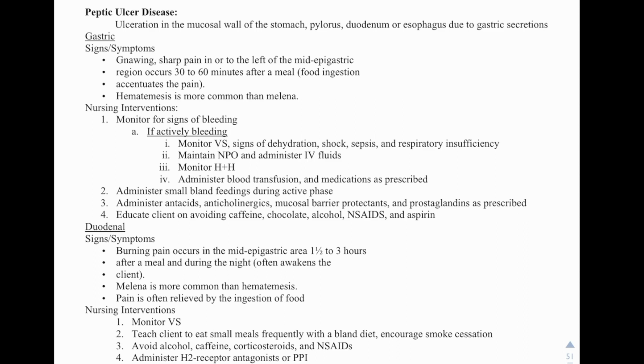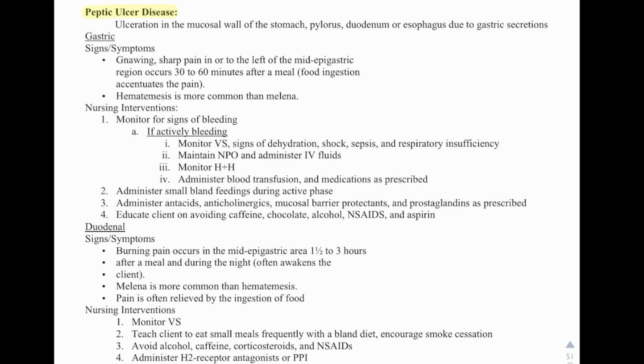So then let's talk about peptic ulcer disease. This is ulcerations in the mucosal wall of the stomach, pylorus, duodenum, or esophagus due to gastric secretions. Patients will complain of a gnawing, sharp pain in the left lower mid epigastric region that occurs 30 to 60 minutes after a meal. Food indigestion accumulates and causes the pain.